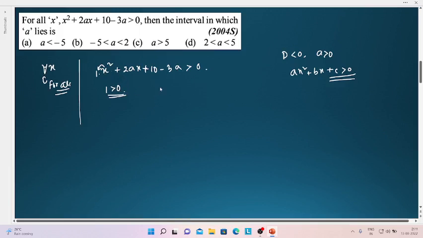Since a is greater than 0 and this expression is positive, that means the discriminant should be negative, right? For which that quadratic expression will be greater than 0. So can you please try to solve for the discriminant on your own? Let me wait for a few seconds so that you may solve it on your own, right?